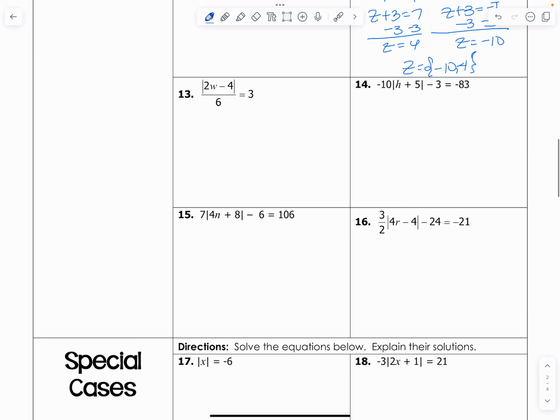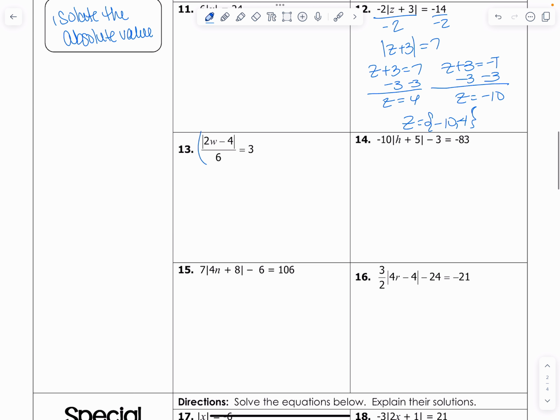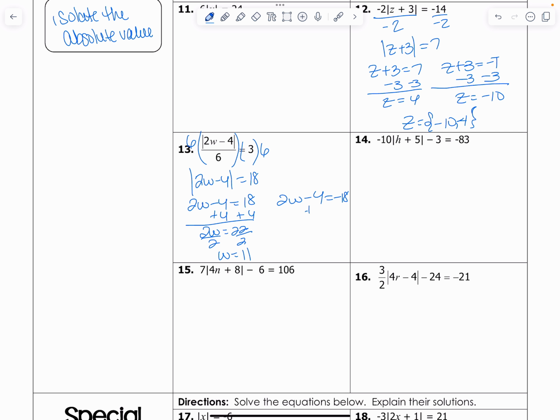Okay. Here for 13, I would multiply both sides by 6. So absolute value of 2w minus 4 is equal to 18. So 2w minus 4 is equal to 18, or 2w minus 4 is equal to negative 18. Add 4 to both sides, so 2w is equal to 22. Divide by 2, so w is equal to 11. Add 4 to both sides, so 2w is equal to negative 14. Divide both sides by 2, so w is equal to negative 7. So w is negative 7, or 11.